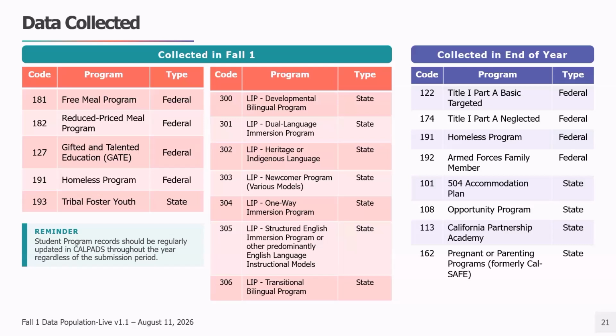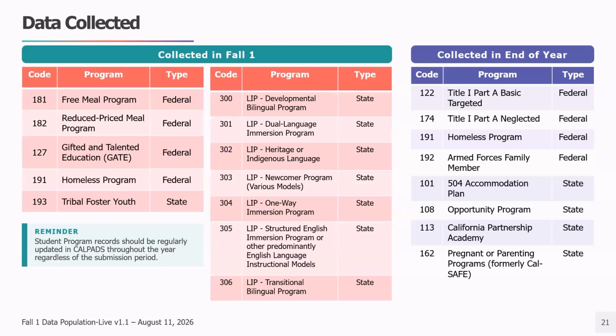Programs that are collected in Fall 1 are listed in the orange table on this slide. Some examples are FRPM, so free and reduced price meals, program codes 181 and 182, the GATE program, program code 127, homeless program, program code 191, tribal foster youth, program code 193, and language instruction programs, program codes 300 to 306.